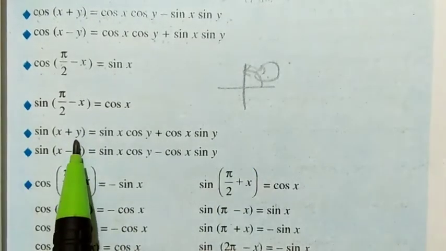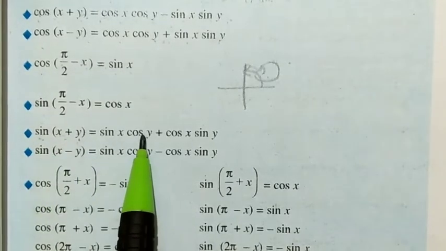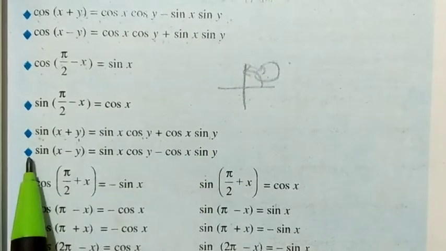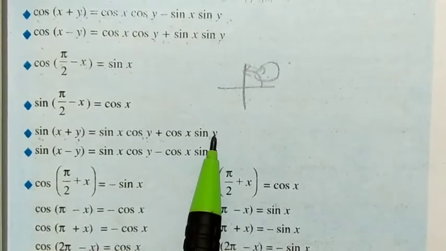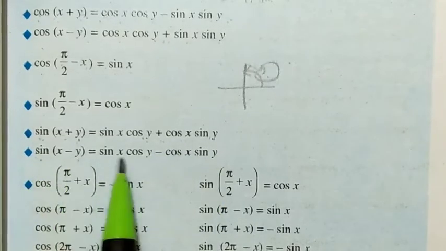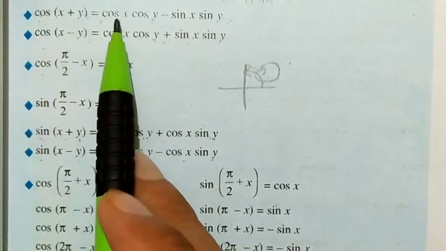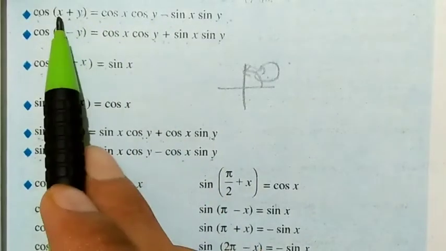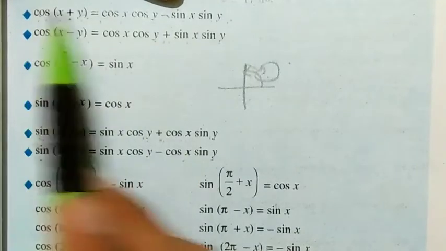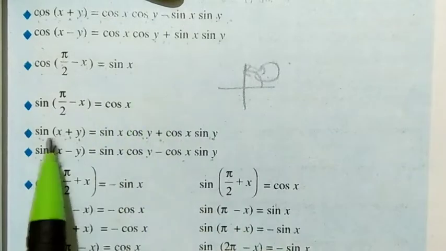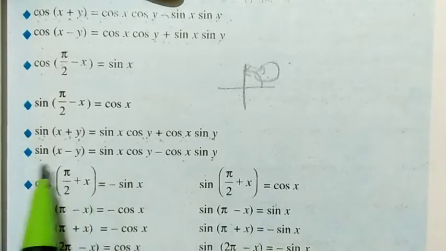Now, sine of x plus y, the sum of angles formula in sine. So sine of x plus y is sine cos plus cos sine. Okay, x and y. So sine x cos y plus cos x sine y. Now sine of x minus y is sine x cos y minus cos x sine y. In cos, x plus y gives minus sine sine, but in sine, x plus y gives plus. In cos it's cos cos minus sine sine. In sine it is sine cos plus cos sine. So that way you can easily remember these formulas.